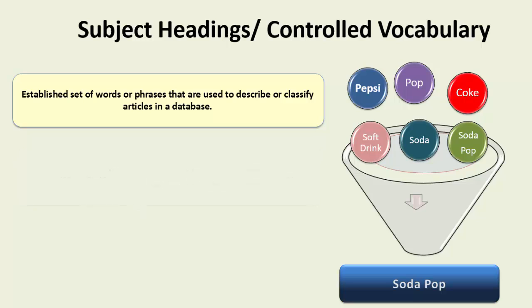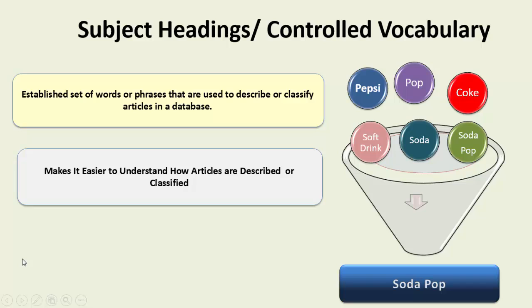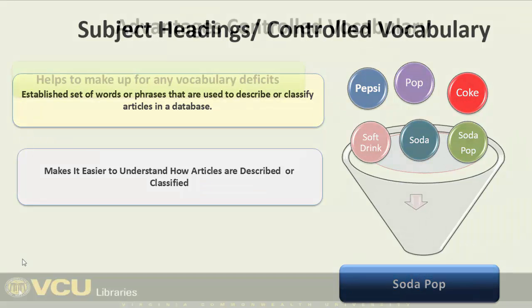Subject headings are also called controlled vocabulary, and all they are is established sets of words or phrases that are used to describe or classify articles in a database. The reason they're so useful is it makes it easier for you to understand how articles are described or classified, or exactly what those articles are talking about, because the subject headings are going to alert you that regardless of what the title of an article might be, if it has a particular subject heading, that topic or subject is being discussed in that article.